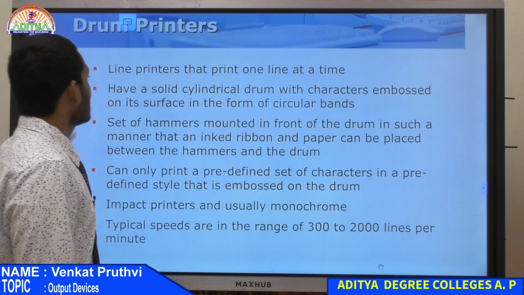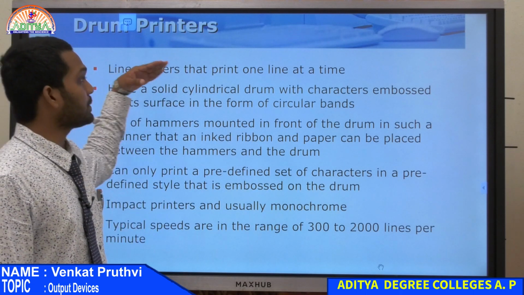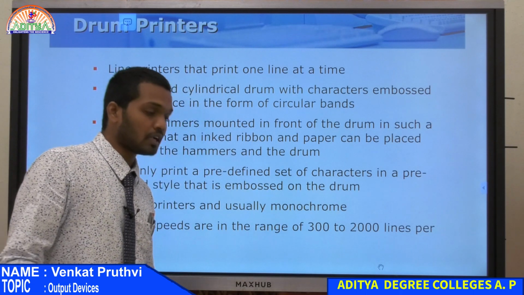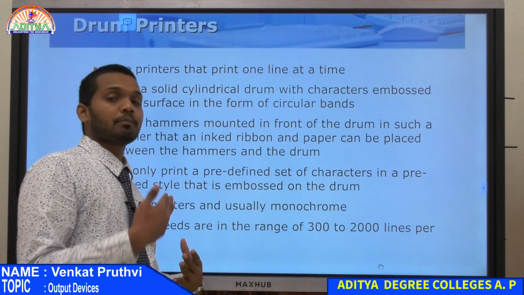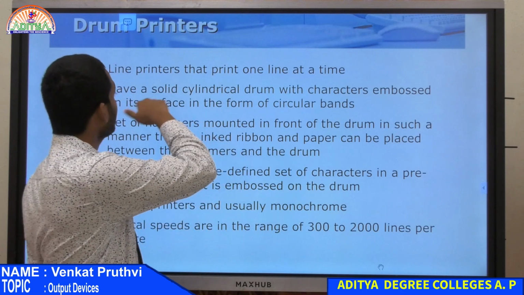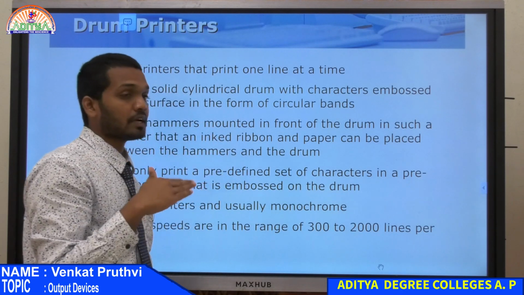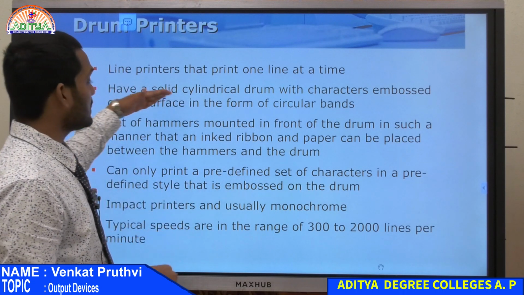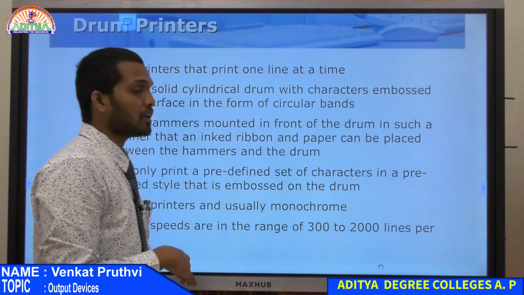Okay. So what do you mean by these drum printers? Drum printers are line printers that print one line at a time. It doesn't consider or understand the whole document, and it won't give the output one page at a time, but it will give the output based on the line. Each line is printed at a time, and they have a solid cylindrical drum with characters embossed on its surface in the form of circular bands.